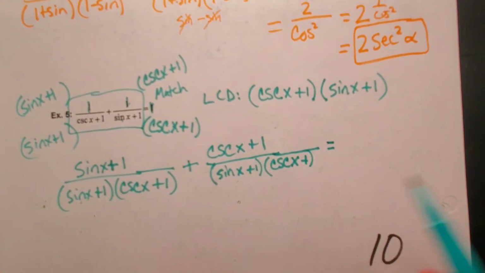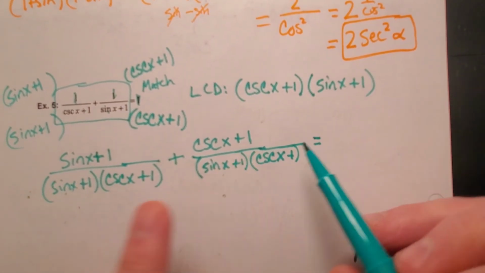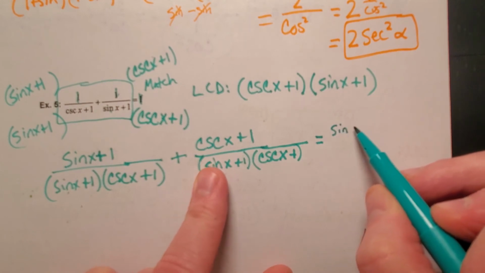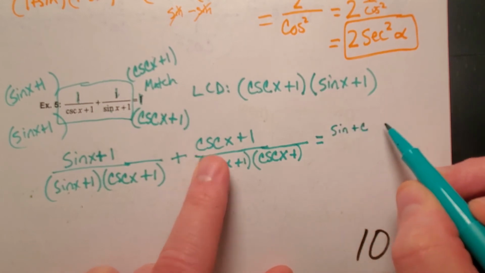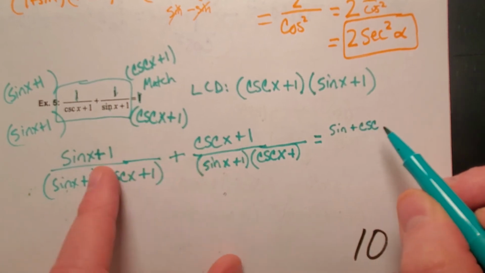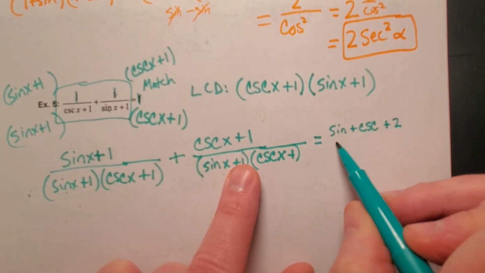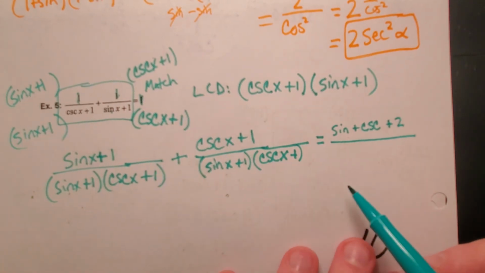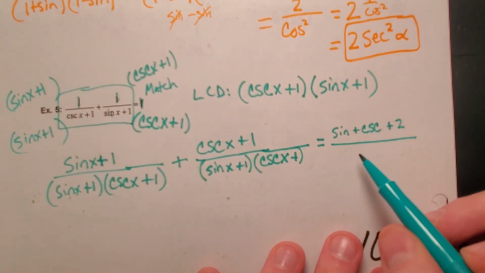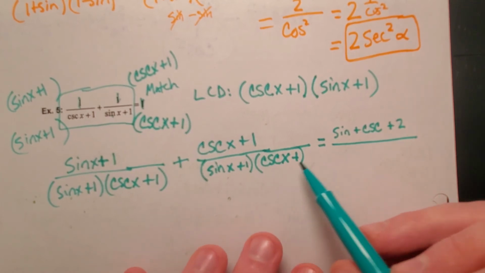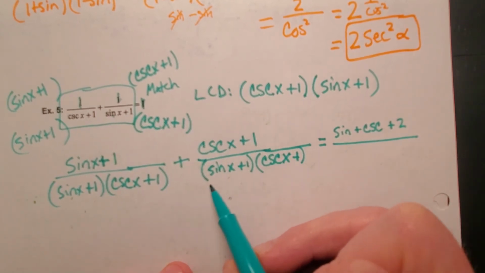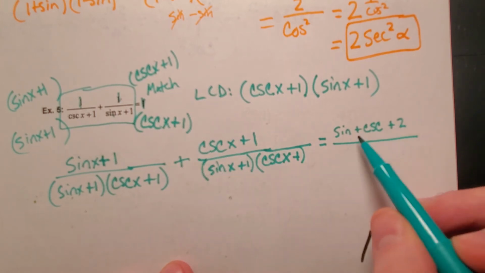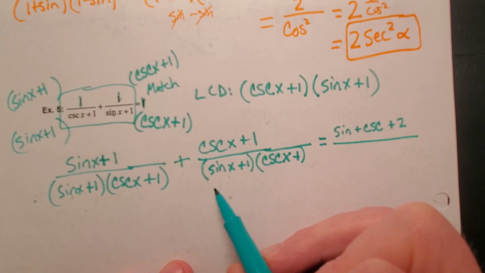The top up there doesn't look like it simplifies anything really good here. Let's see what happens. Sine plus cosecant, and then 1 plus 1 is 2. At the bottom, if I FOIL all this stuff out, I'm going to do the math work down here. I don't see where it's going to match, but let's see what happens.